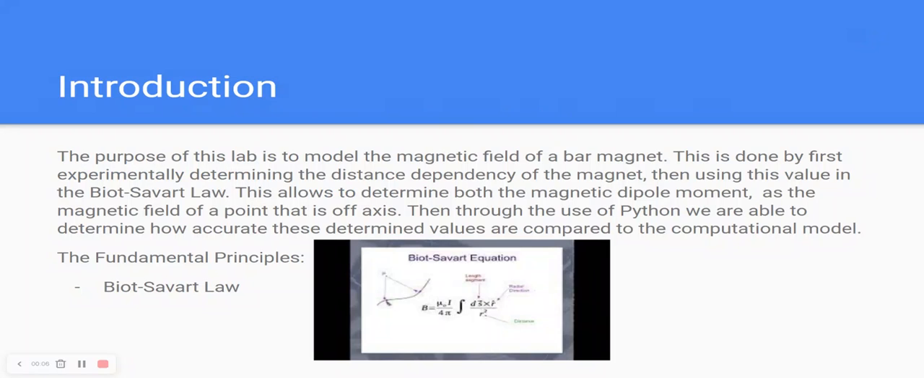To start with the introduction, the purpose of this lab is to model the magnetic field of a bar magnet. This is done by first experimentally determining the distance dependency of the magnet, then using this value in the Biot-Savart law. This allows us to determine both the magnetic dipole moment as well as the magnetic field of a point that's off axis. Through the use of Python, the web VPython GlowScript, we are able to determine how accurate these determined values are compared to the computational model.